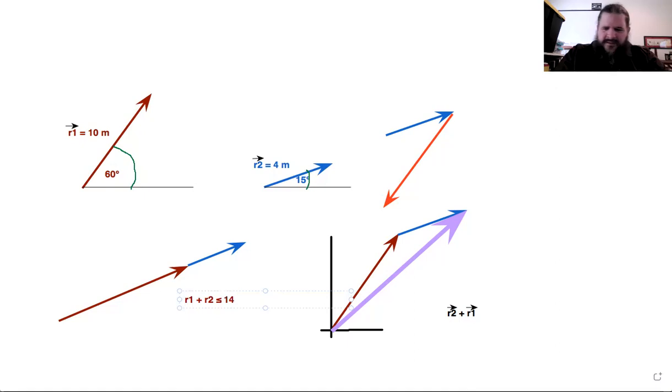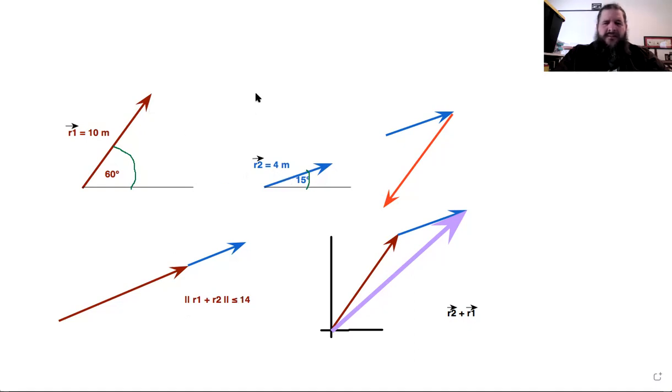Or actually, let me make this more clear. It should be the absolute value or magnitude of R1 plus R2. This double absolute value bar is the symbol we usually use for the magnitude of a vector. Magnitude is essentially absolute value for vectors. It means how big is it without caring about direction. So we'd say the magnitude of R1 is 10 meters. The magnitude of R2 is 4 meters.